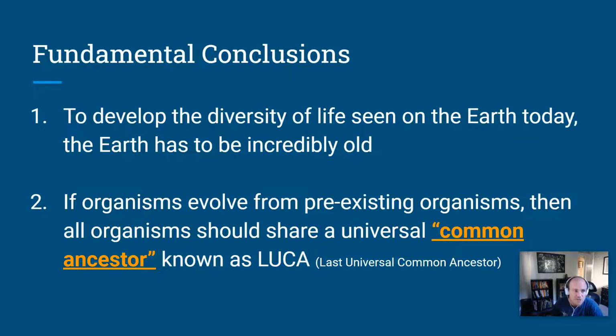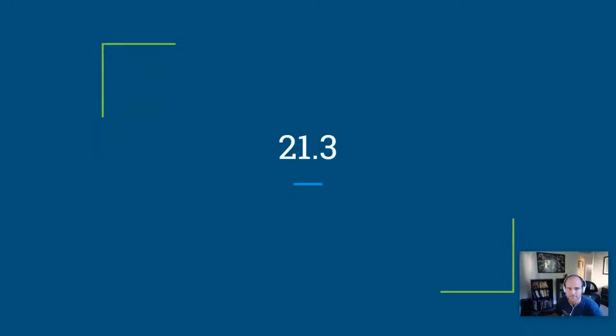So, what are some of the conclusions that we can come to from this? Well, one, in order to develop the diversity of life we see on Earth today, the Earth has to be incredibly old because, as we've discussed, this is a very slow and gradual process. And if organisms evolve from pre-existing organisms, then theoretically all organisms should share a universal common ancestor known as LUCA, or our last universal common ancestor. So both of these conclusions we can make as we look at these evolutionary processes.